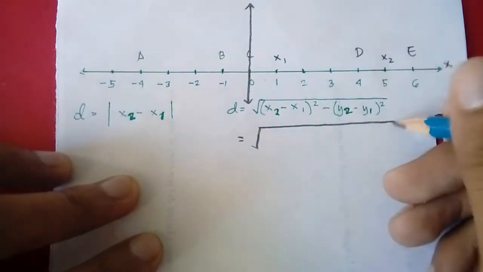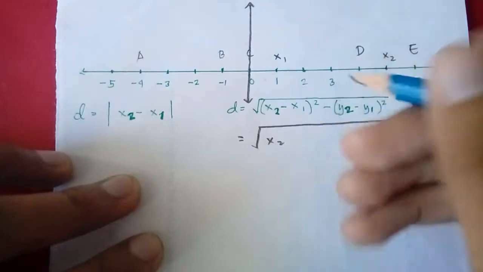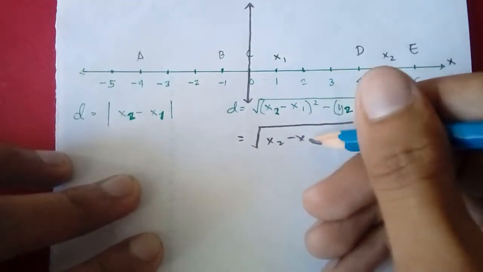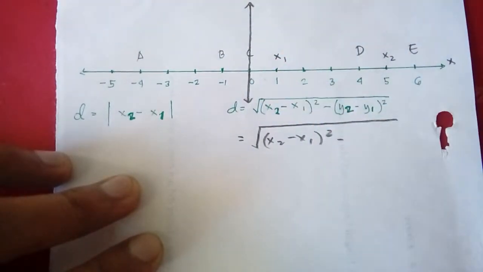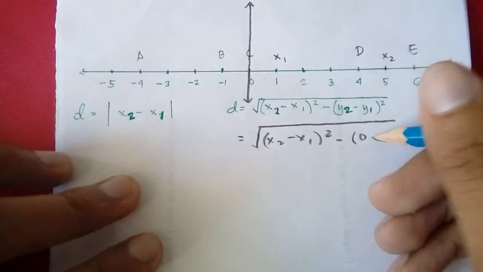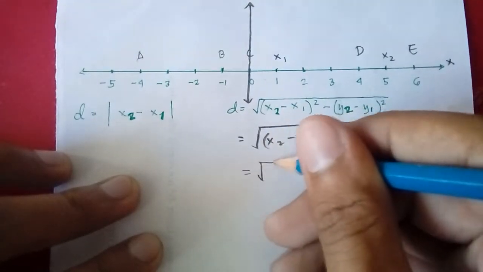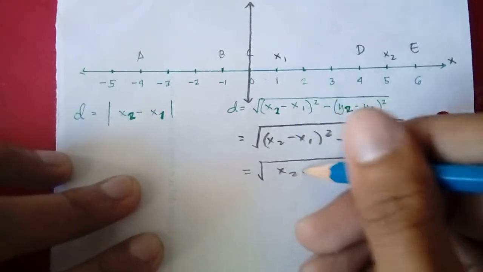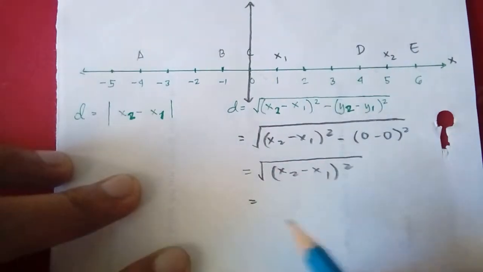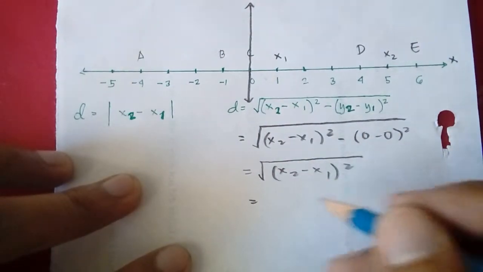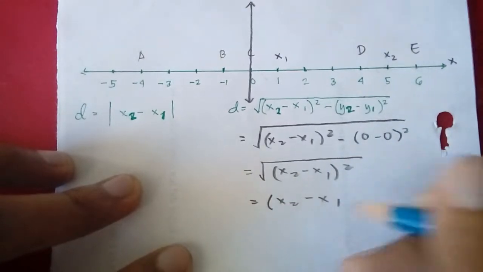First, we need to derive the formula. And meron tayong x sub 2, meron tayong x sub 1 minus x sub 1 squared. And wala tayong value ng y. So we have to put 0 minus 0 squared is equal to x sub 2 minus x sub 1 squared. And removing the square root and the square sign, we have x sub 2 minus x sub 1.